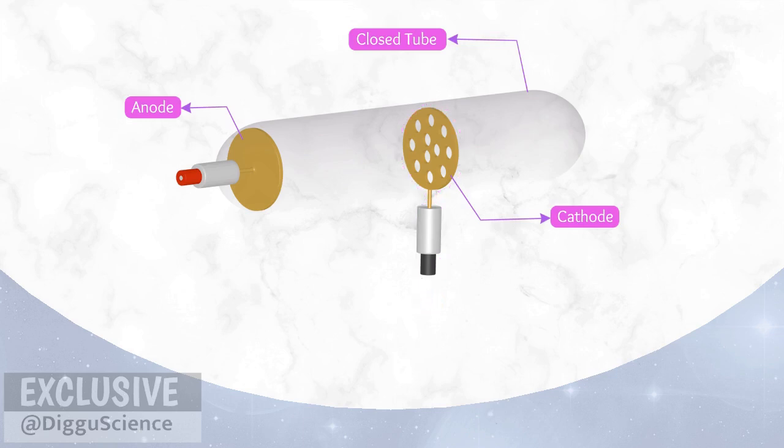Between these two plates, there is a space. In this chamber, hydrogen gas is injected in a certain concentration. We can say that this gas is a low-pressure gas. These are the components of the apparatus used in this experiment.